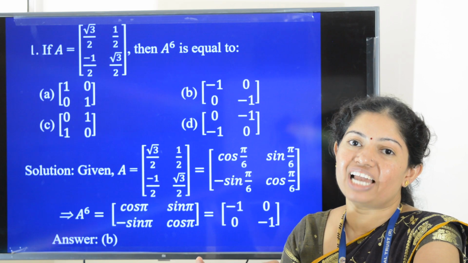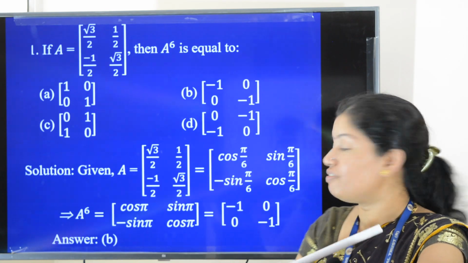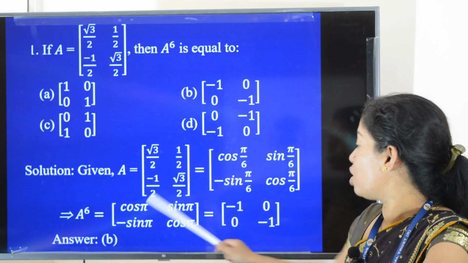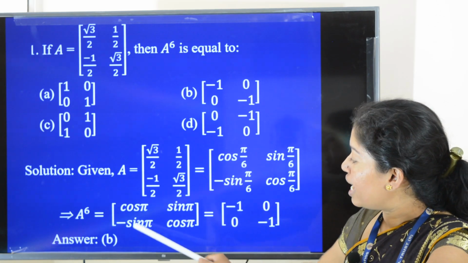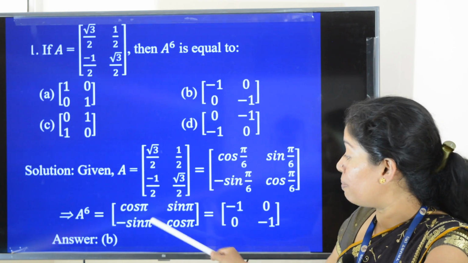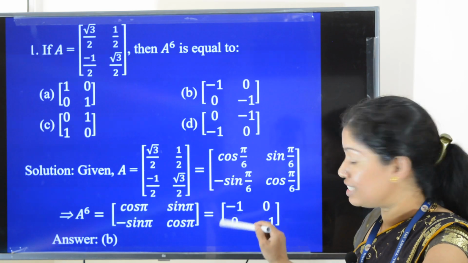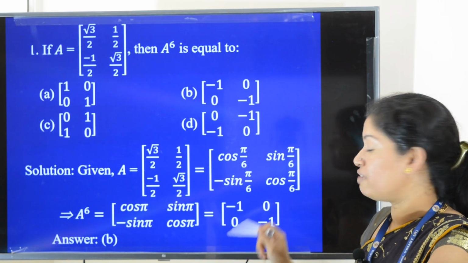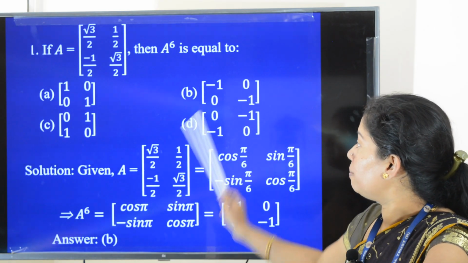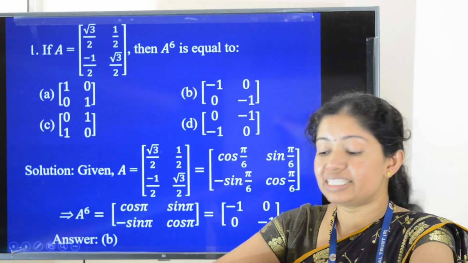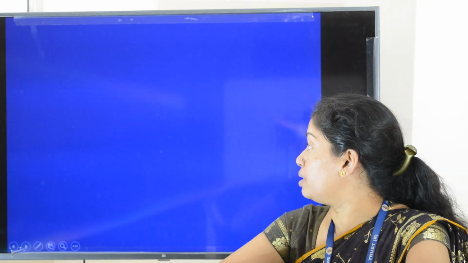Now just find the values of these trigonometric functions. What is cos pi value? Cos pi value is minus 1, sin pi value is 0, and again here you have minus of sin pi, that will become minus of 0, that is nothing but 0, and cos pi value is minus 1. So which is the answer? Answer is B.